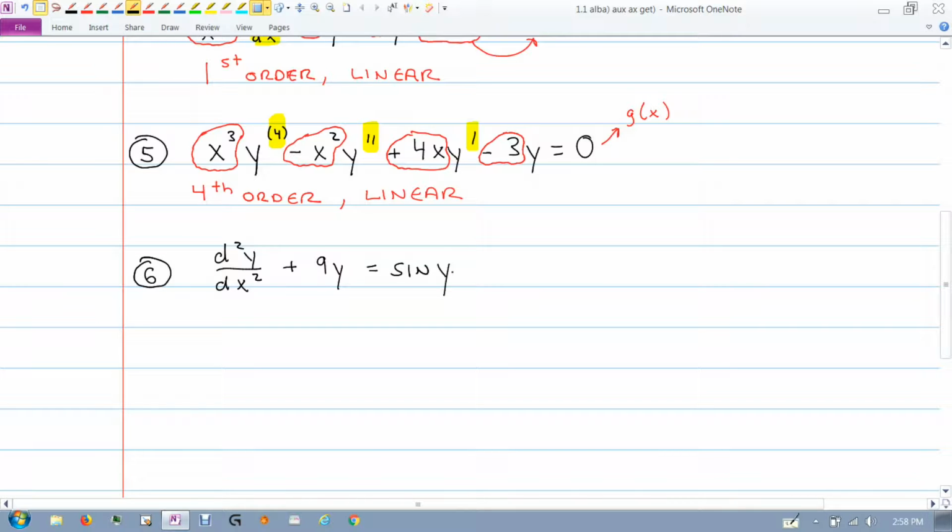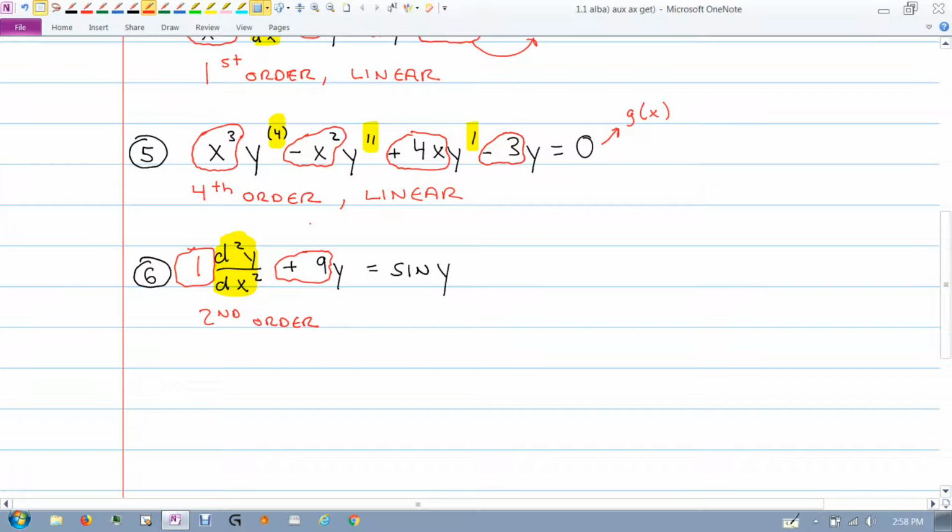Okay, here we go. All right, so let's check the order here. The highest derivative that I see here is this right here. It's a 2nd derivative. So we've got a 2nd order. And now we start looking at the coefficient in front here. That's just 1, and that is a function of x, so I'm good. Here with this y term in front of that, I've got a function of x. It's a constant, but it's a function of x.